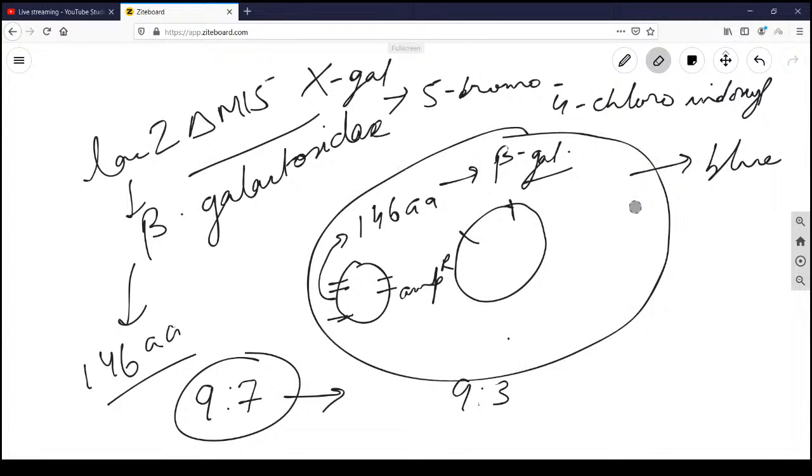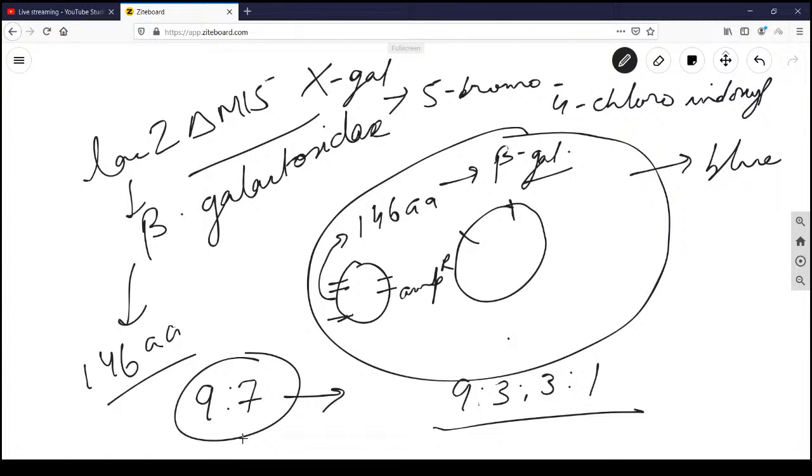In the practice classes that we will be conducting very soon, I'll be describing this in detail, how this comes to 9 to 7, because it's not at all given in your NCERT. If you want to know, I'll explain it completely: why it is 9 to 7 and not 9:3:3:1, how the ratio changes, and on what aspects the ratio changes. Those things will be explained in detail.